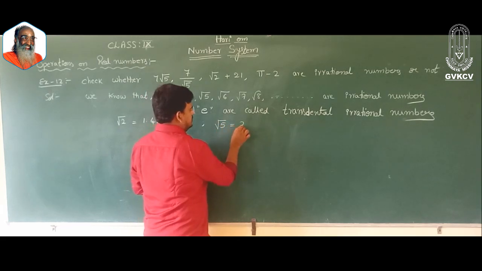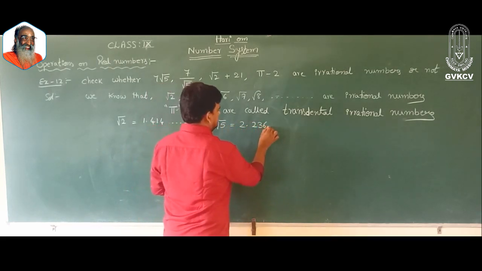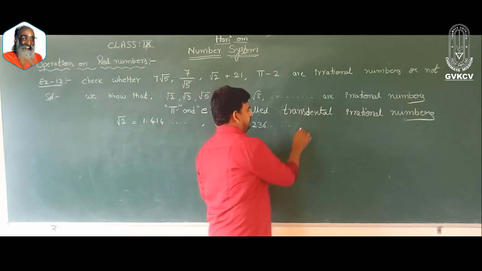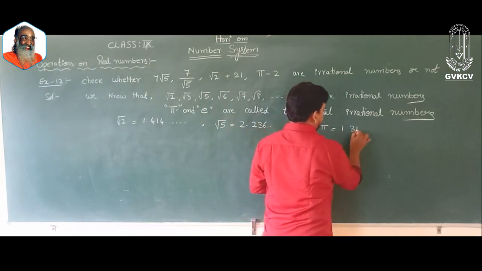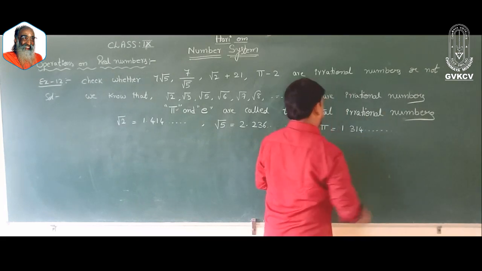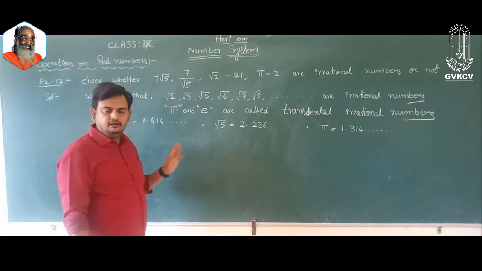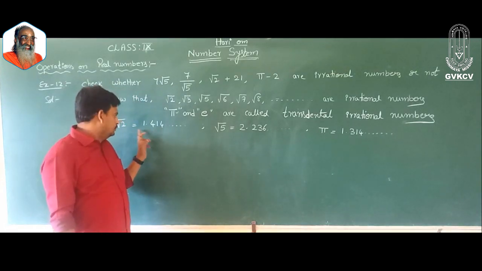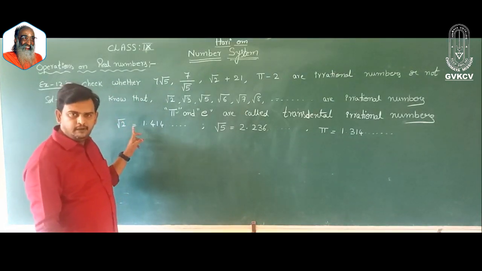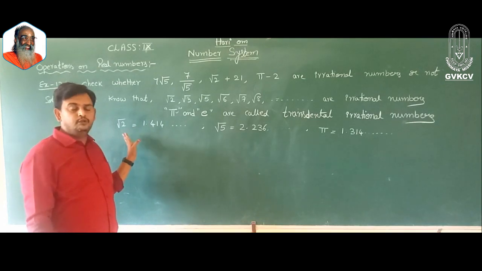Root 5 value is nothing but 2.236 and so on. Pi value is nothing but 1.314 and so on. These are the approximated values. Root 2 is 1.414.